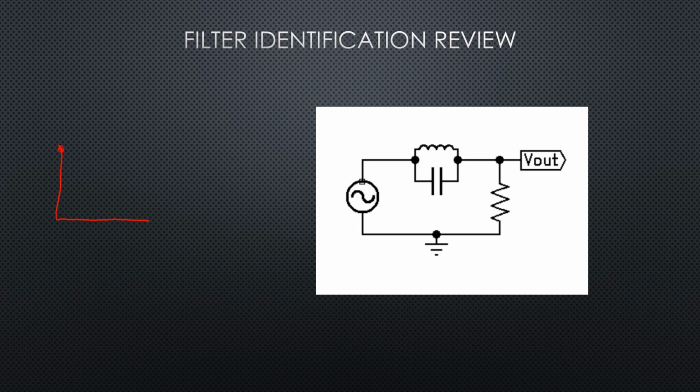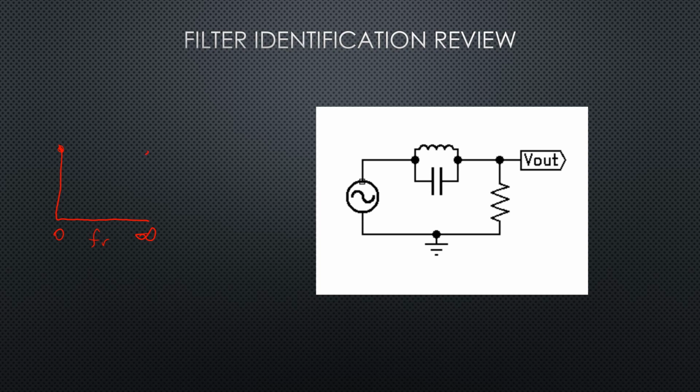Okay, and at really, really high frequencies, so 0 hertz, resonant frequency, and approaching infinity. At high frequencies, the capacitor is going to start acting like a short. So now all the current is going to flow through the capacitor, and all the output voltage is going to be developed at the resistor.